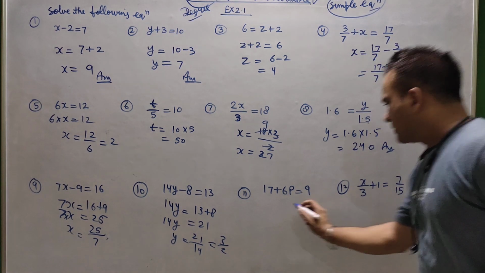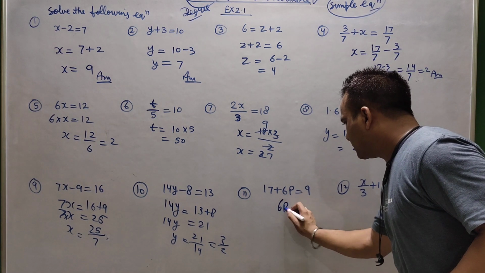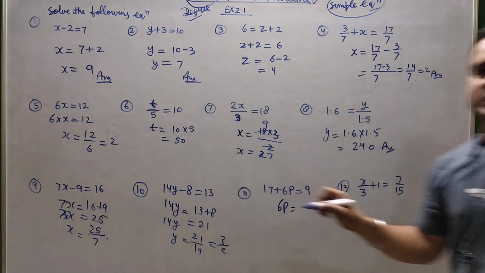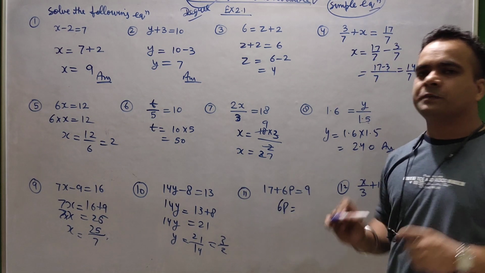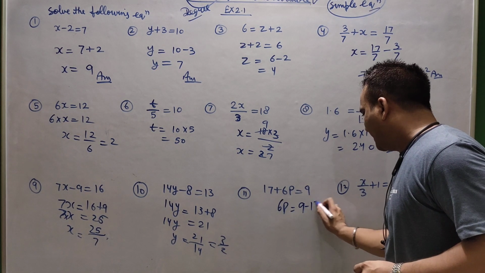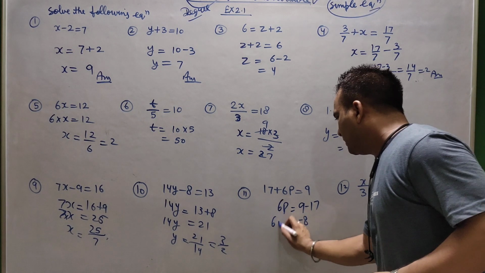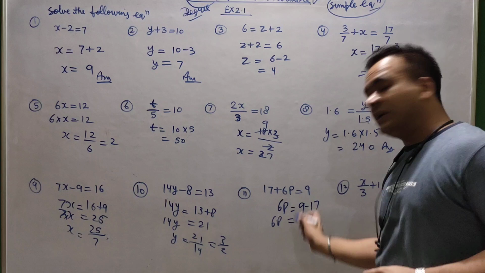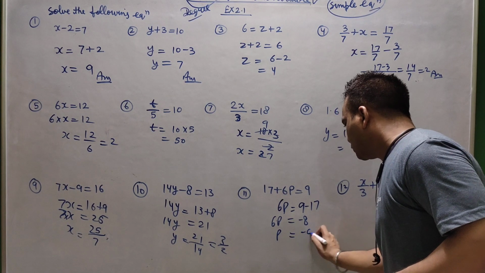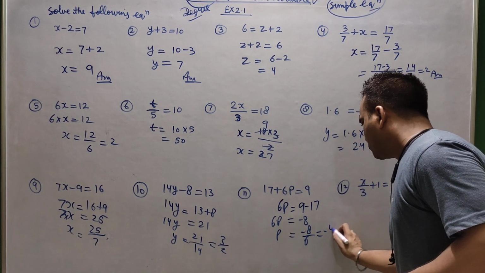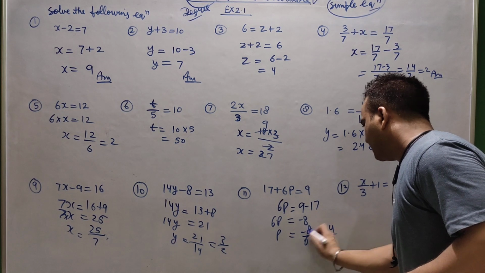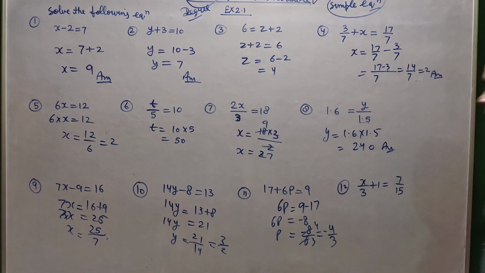Okay, now in this case, first of all, we will transpose the term which is related to plus or minus. This is the first priority. So 9 minus 17, so you will get minus 8, and you can understand this 6 is multiplied with this p, so it will be minus 4 upon 3 divided by 2, right?